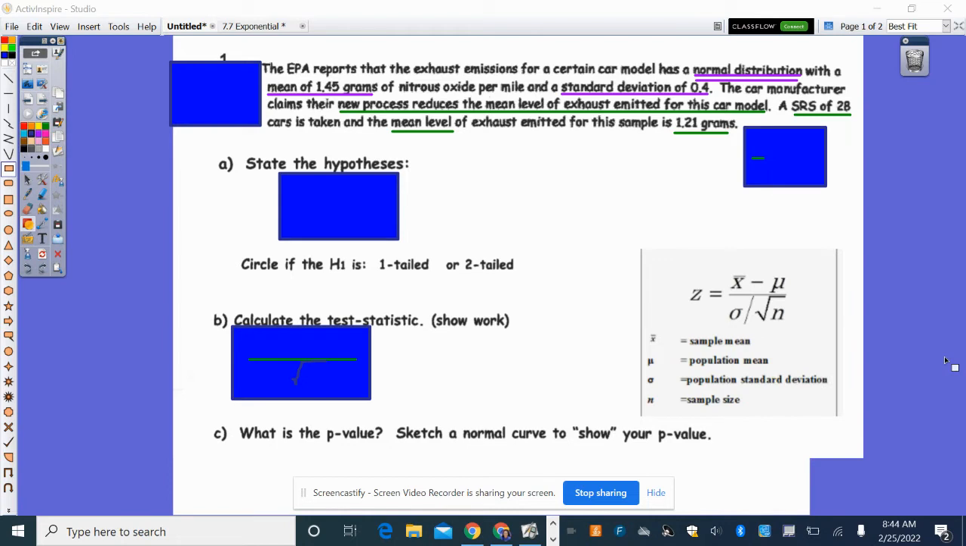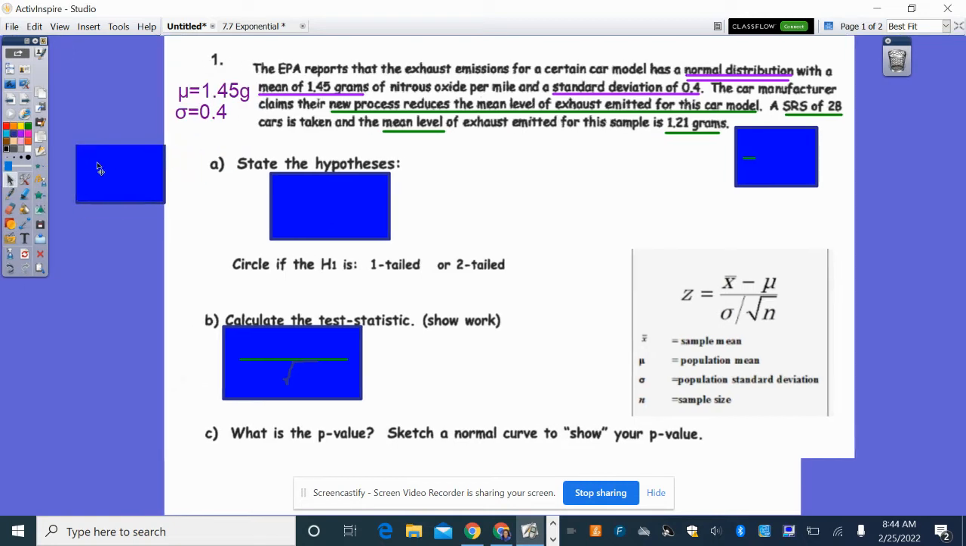So I'm going to get rid of myself here. Okay, so this is question number 1. Let's read it together. The EPA reports the exhaust emissions of a car model is normally distributed. They tell you the mean and the standard deviation. So since it talks about normal, we know these are the Greek letters. The Greek letter means the population mean and standard deviation. So just label that right away on your paper.